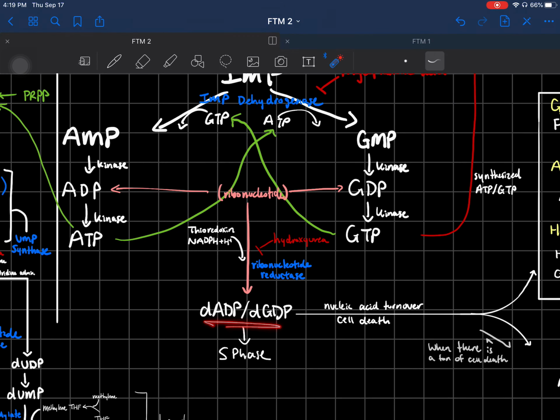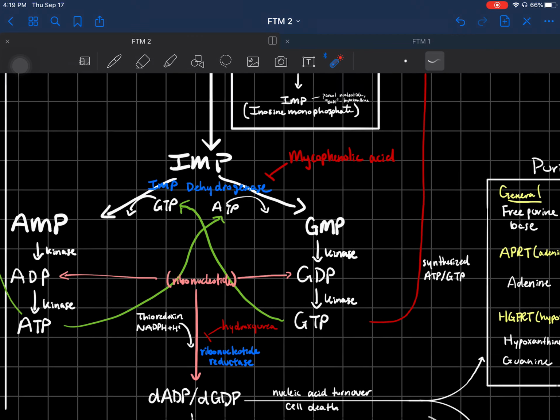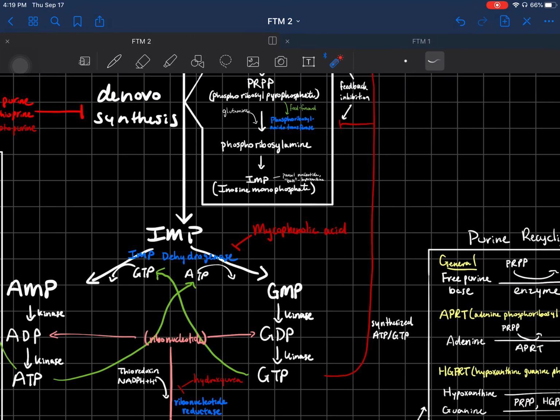Okay, so we're going to have our deoxy ADP, deoxy GDP, and that can go into the S phase. Or if it sits around the cell for a long time, we can have that nucleic acid turnover as well as some degradation of those purines.